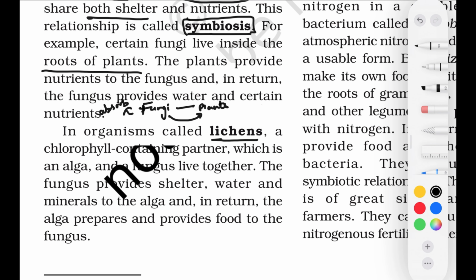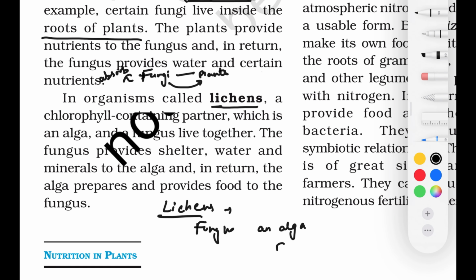Let's take another example of the symbiosis relationship. The lichen is not a single organism, it is a partnership between a fungus and an alga. They live together. So how does it work? The alga makes food by photosynthesis for the fungus, and in return the fungus gives shelter, water and minerals to the alga. So both help each other and survive together.